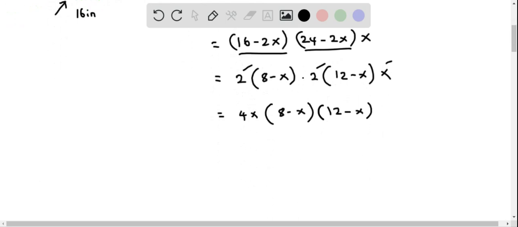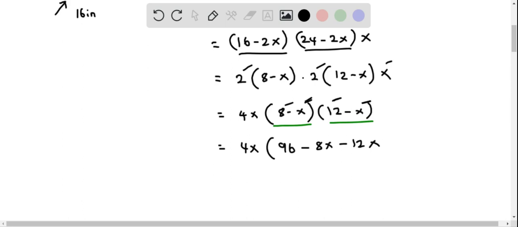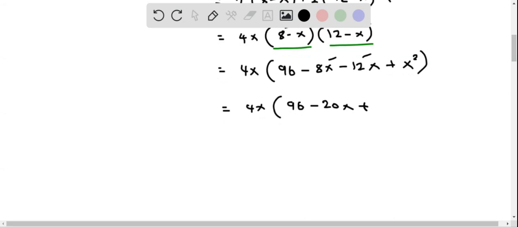Now let's distribute 4x, or before that we can FOIL these two expressions. So first let's FOIL this. We have 4x times 8 times 12 is 96. 8 times negative x is negative 8x. Negative x times 12 is negative 12x. And finally, we have negative x times negative x is positive x squared. So let's simplify this. This gives 4x times 96 minus 8x minus 12x is negative 20x. We then have positive x squared.